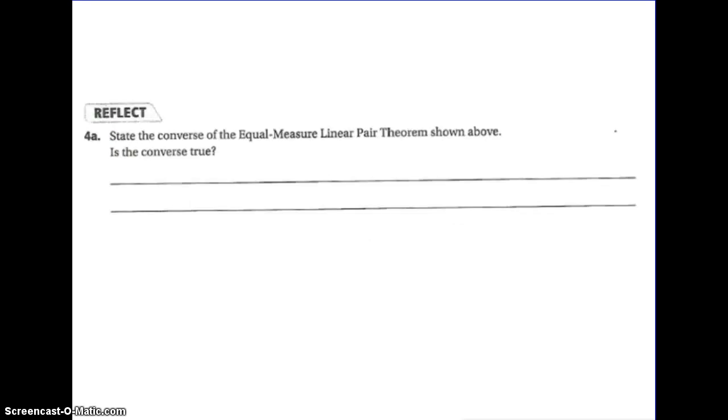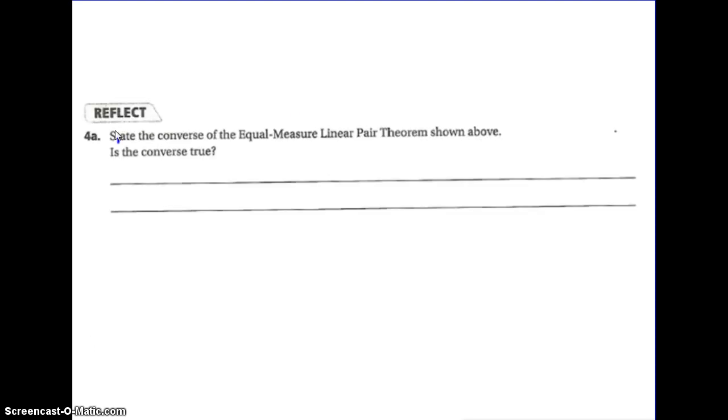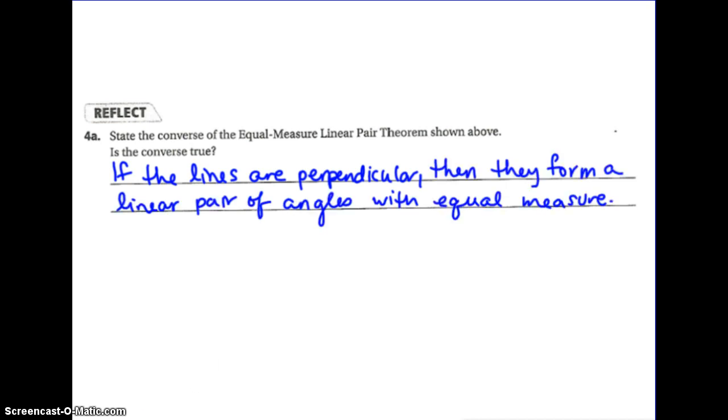Alright, state the converse of the equal measure linear pair theorem shown above. Is the converse true? So we're going to use our logic here. It says, in the linear pair theorem, if two intersecting lines form a linear pair of angles with equal measures, then the lines are perpendicular. So, if the lines are perpendicular, then they form a linear pair of angles with equal measures. So the converse of this is true.